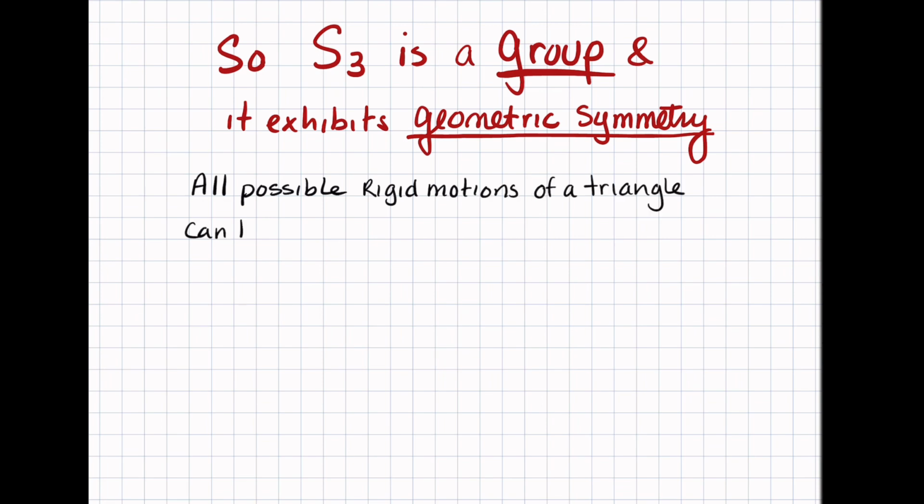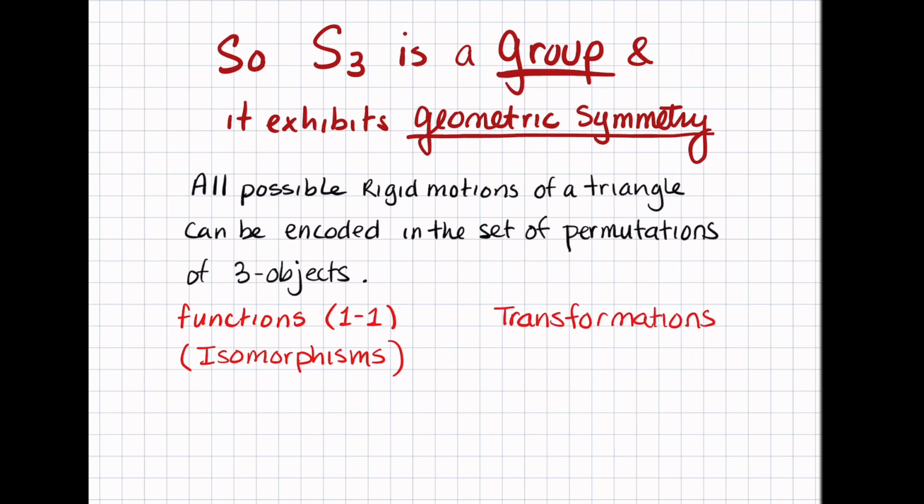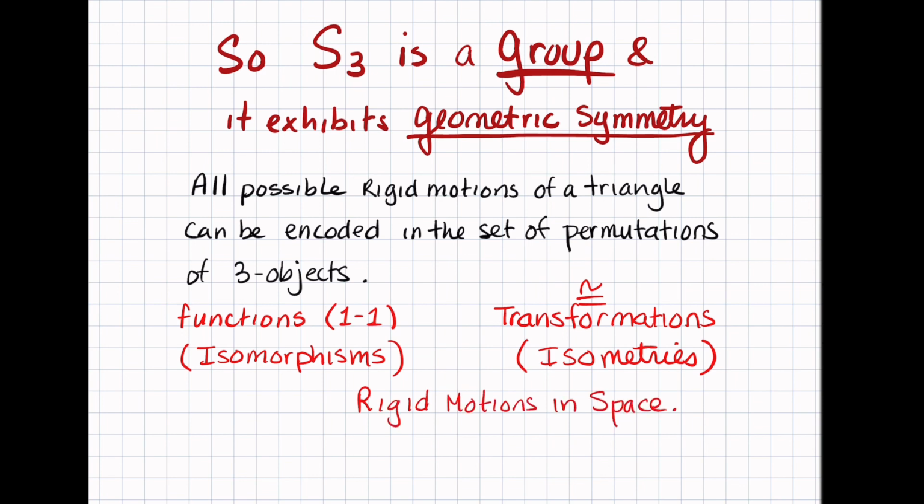Now there's one last property about the permutations and their connection to functions that can really be exploited, and something called Galois theory does just that. It makes connections between one-to-one functions, or isomorphisms, and the symmetry of transformations. Those are the congruence transformations known as isometries. These are the rigid motions in space.